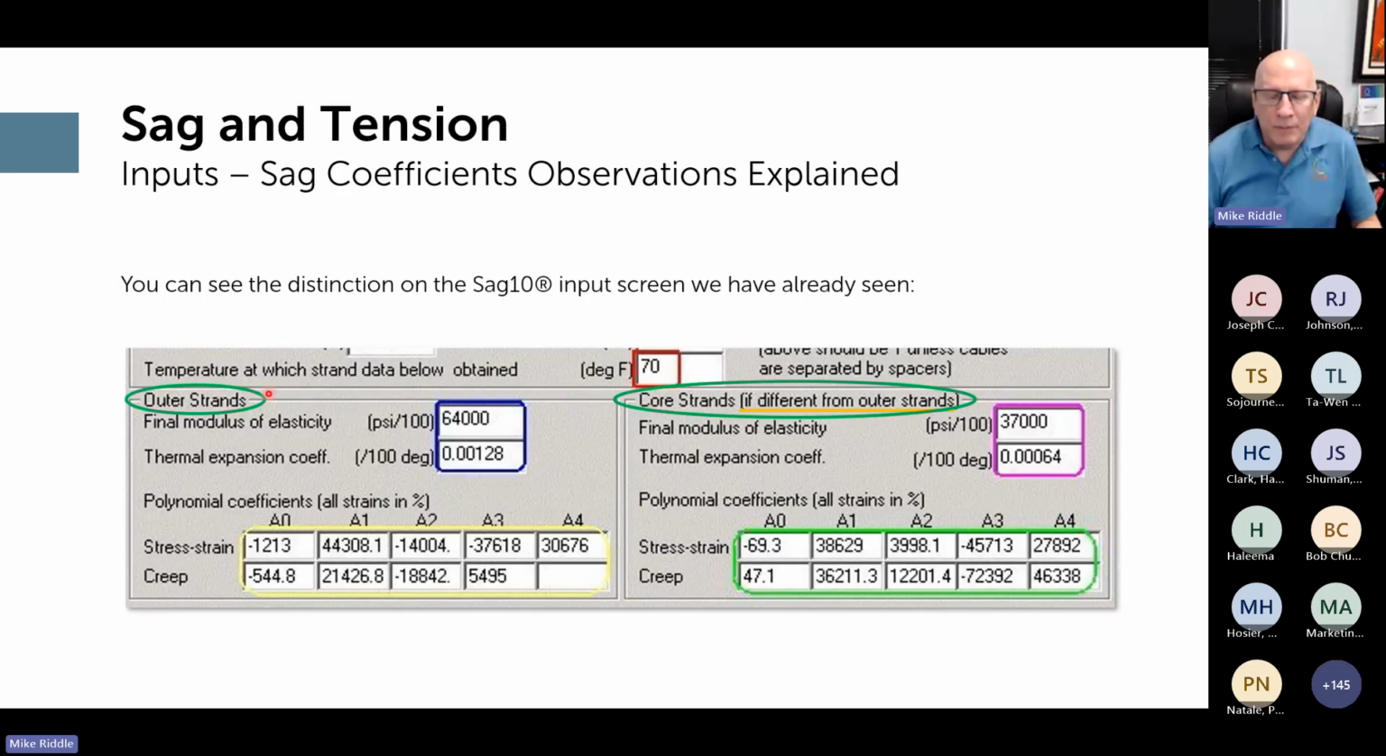And I kind of pointed this out already. If you looked at the Southwire SAG-10 program input, you actually see that they explain this set of data is for the outer strands, and this set of data is for the core strands, if different from the outer strands. So you don't need this if it's a homogeneous cable or you're treating the cable as a composite.